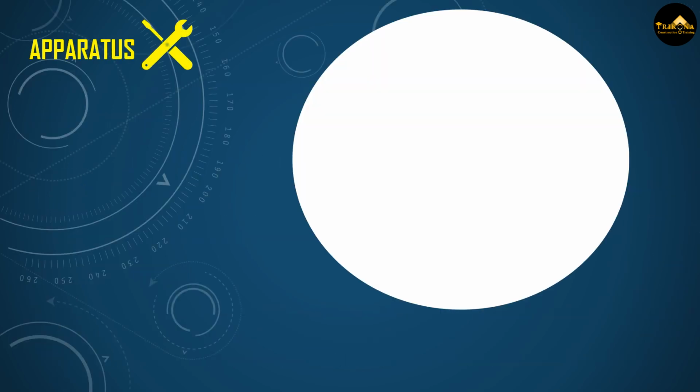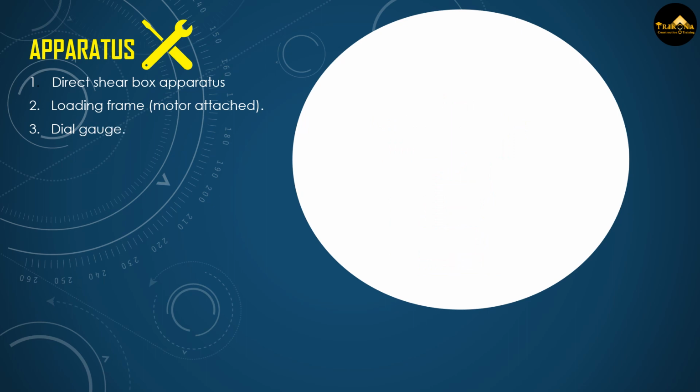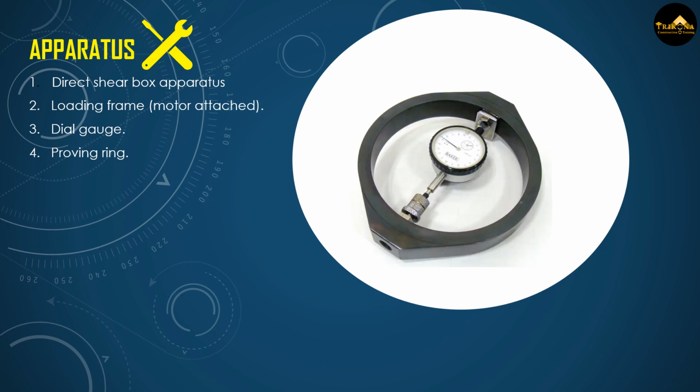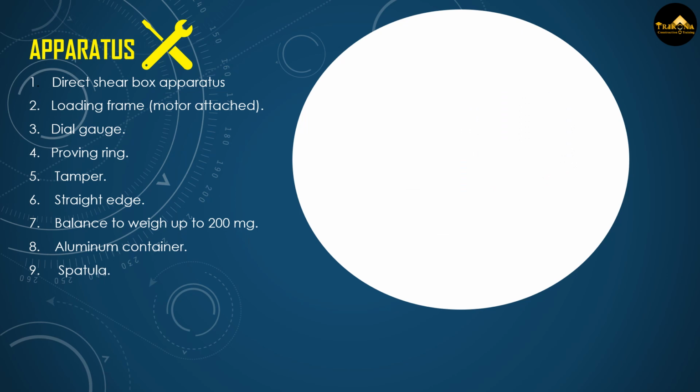Apparatus. Direct shear box apparatus. Loading frame, motor attached. Dial gauge. Proving ring. Tamper. Straight edge. Balance to weigh up to 200 milligrams. Aluminum container. Spatula.